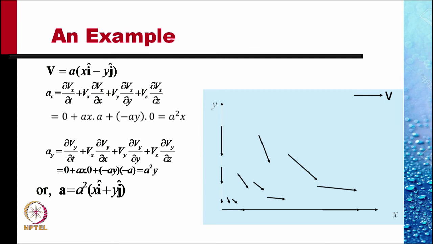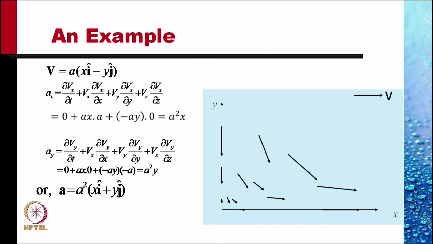If the velocity is independent of time, why is there an acceleration? Because acceleration is only the rate of change of velocity. No, this is a velocity field. This is Eulerian description.